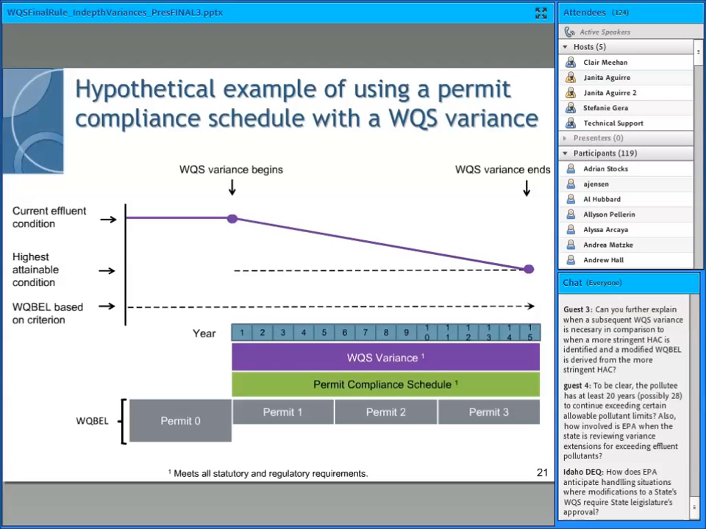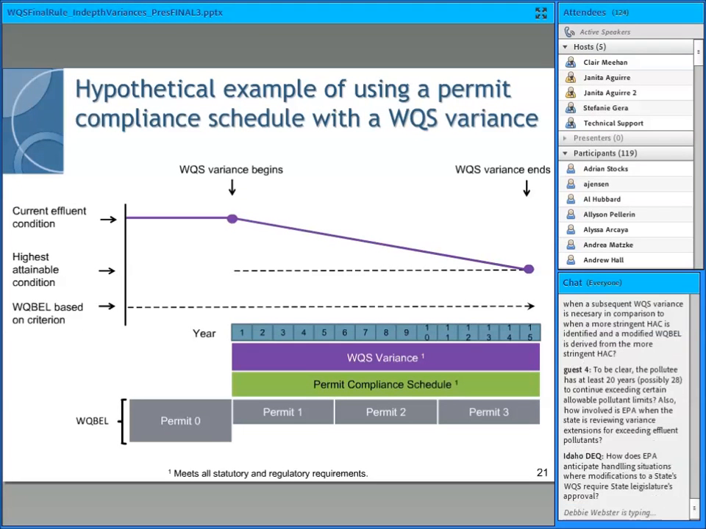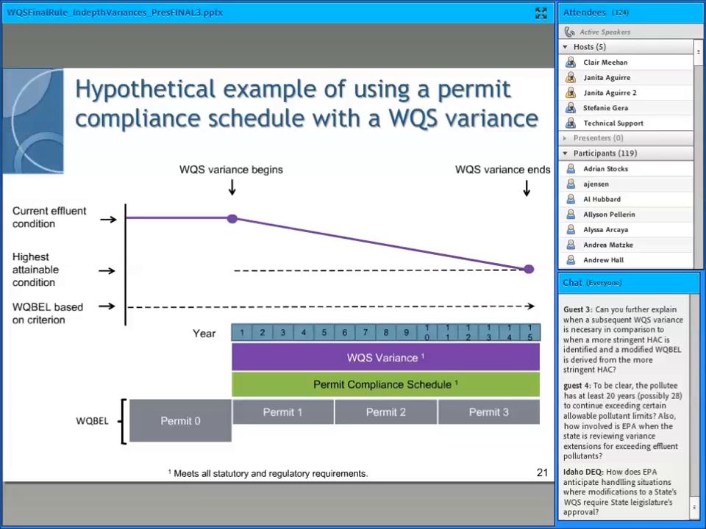Notice that the water quality-based effluent limit of each permit cycle does not change over the course of the 15-year variance. The water quality-based effluent limit for each permit cycle derives from and complies with the water quality standard, in this case, the highest attainable conditions specified in the variance. The compliance schedule allows the permittee to remain in compliance with its permit throughout the 3 permit cycles of the 15-year variance.